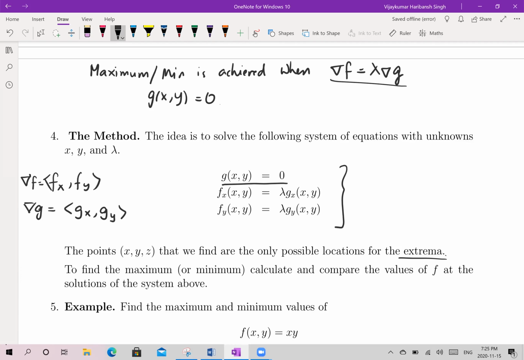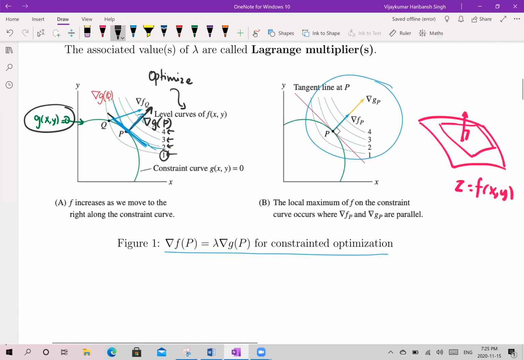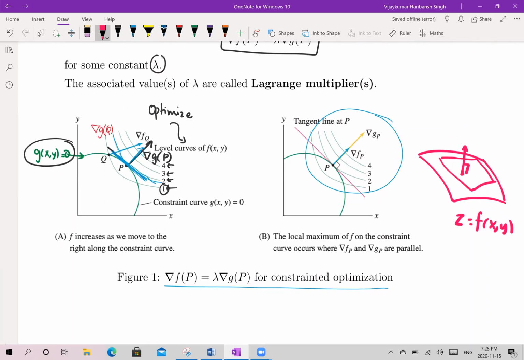Note that you're not looking for the absolute maximum of the function here. Let me go back again and digress on that point. Perhaps the larger value of f is somewhere here, but it doesn't lie on the constraint curve. So you are looking to maximize f at those points which lie on the constraint curve.